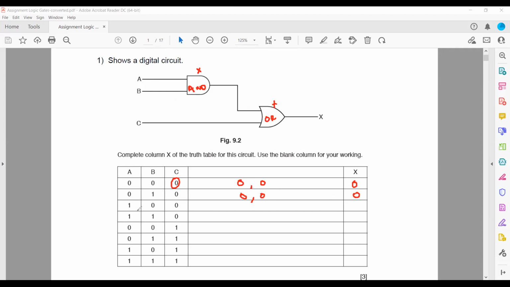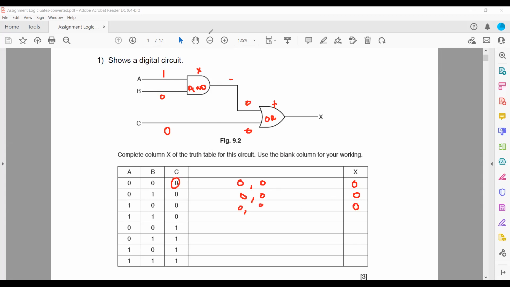Then we have the third one, 1, 0, and 0. 1 multiplied by 0, what is the answer? 0 multiplied by 1, or 1 multiplied by 0. So that will be 0 again. And this is also 0. So it is 0 comma 0. So the final 0 plus 0 remains 0.